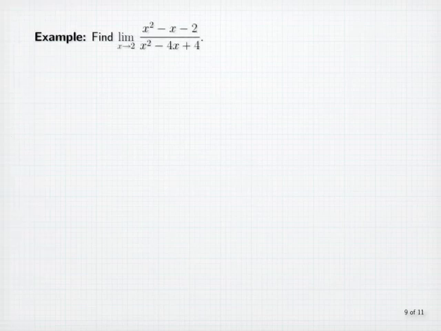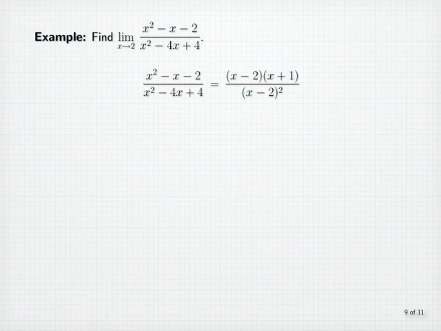Another example. Let's find the limit as x approaches 2 of x squared minus x minus 2 divided by x squared minus 4x plus 4. Now before we begin, let's look at the numerator and denominator separately. Note that the value of the numerator at x equals 2 is 4 minus 2 minus 2, or 0, and the value of the denominator at 2 is 4 minus 8 plus 4, which is also 0. So this is yet another example where the numerator and denominator both approach 0.